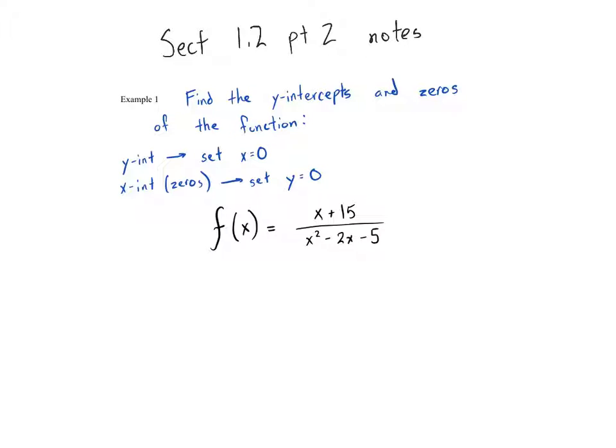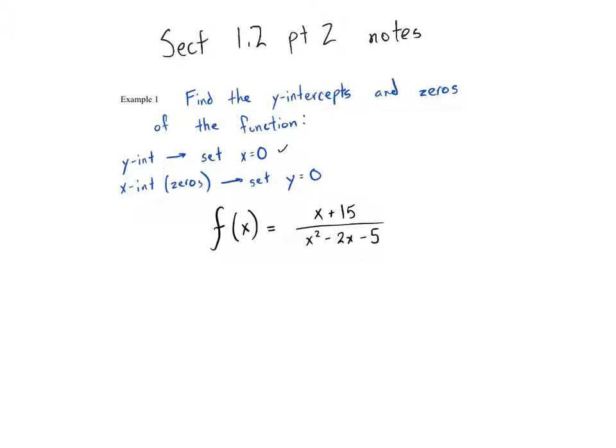So here it is. Find the y-intercept and zeros of the function. The y-intercept is where x equals 0. On the graph, where is it crossing? The y-axis, thank you. The vertical y-axis it crosses. So that's where x equals 0. So that's why we say y-intercept is where x equals 0.